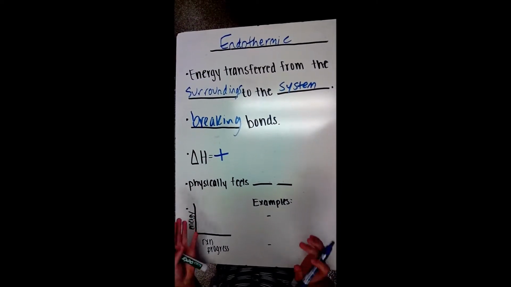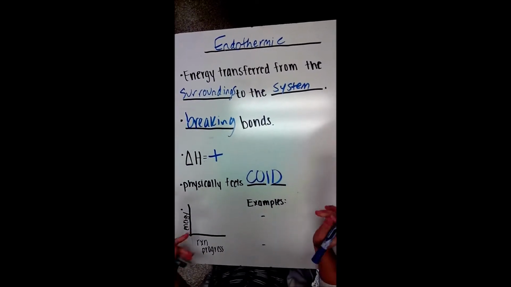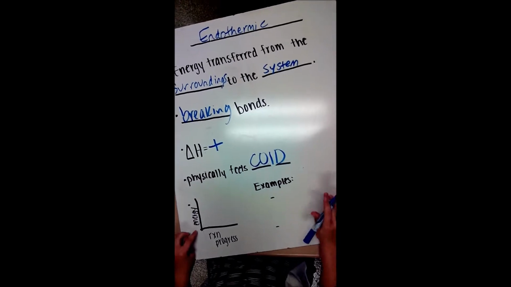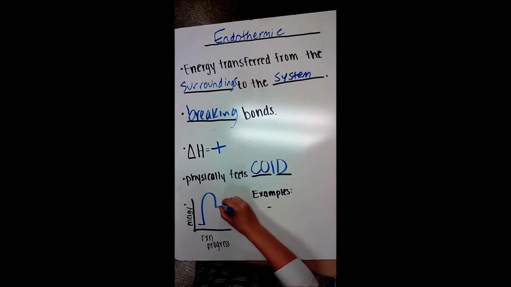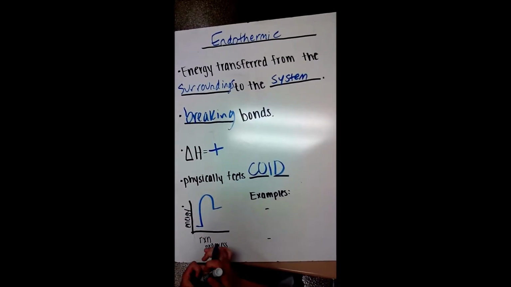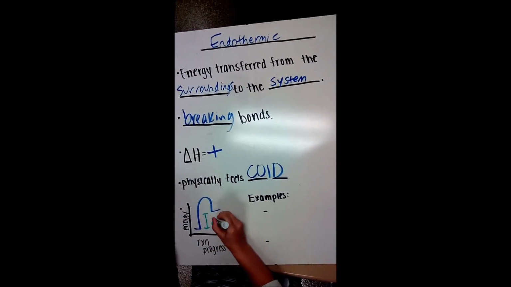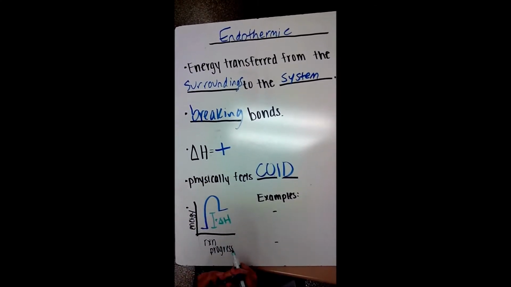So the reaction is going to physically feel cold to us because energy is being absorbed into the reaction. Okay, then our energy profile graph is going to look like this, where this is delta H. And delta H is going to be positive.